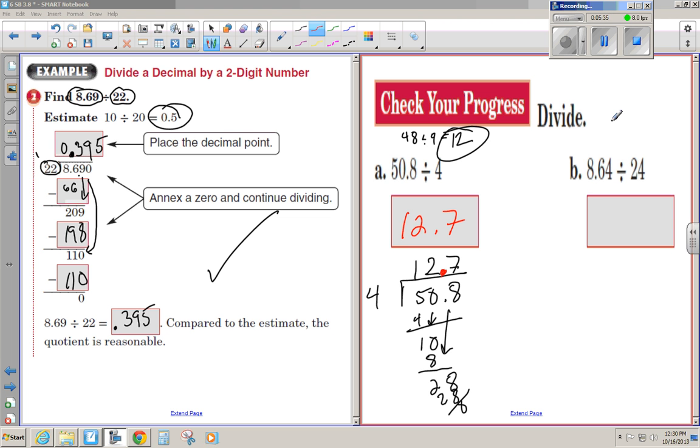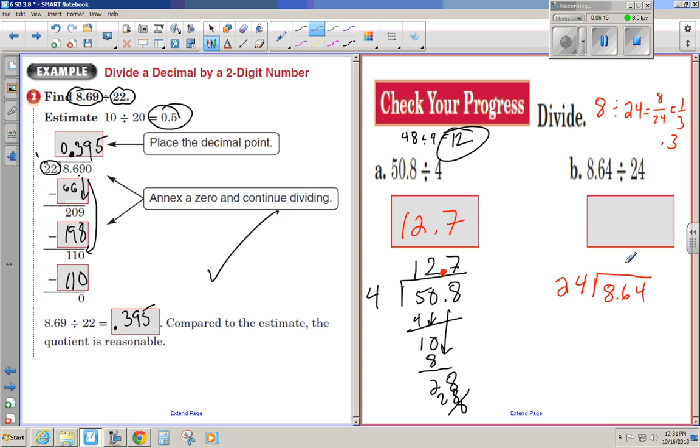Let's estimate these numbers right here. Well, this is 24. I'd say 8 divided by 24 is the same as 8 over 24, which reduces to 1/3 or 0.3. So let's set it up. 24 goes into 8.64. Well, just like example 2, 24 cannot go into 8.